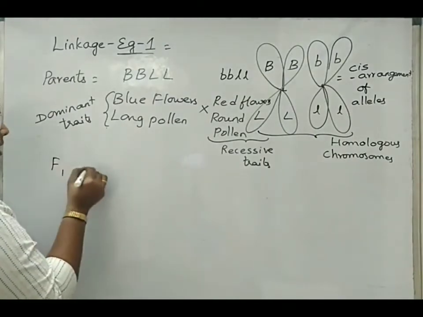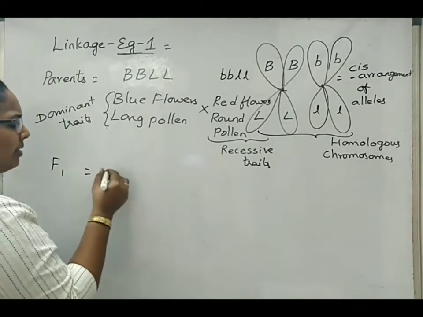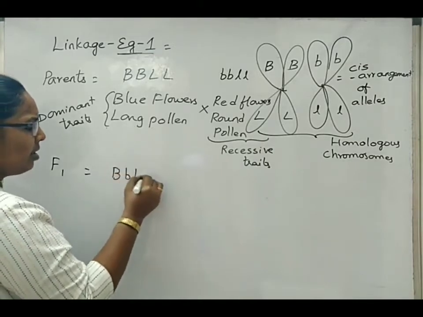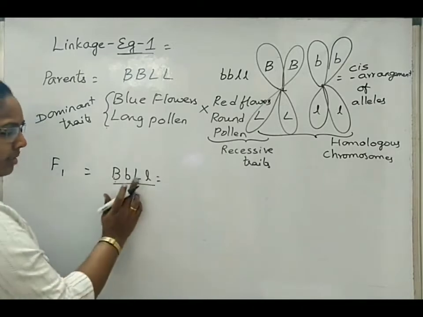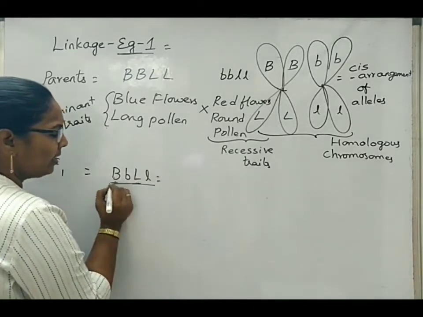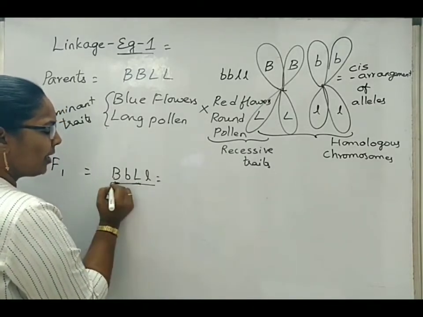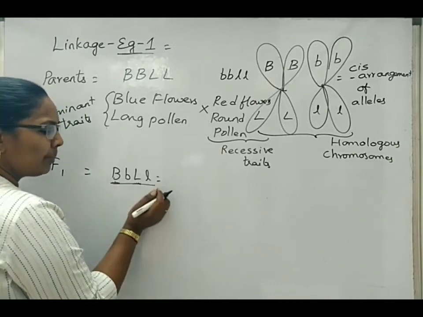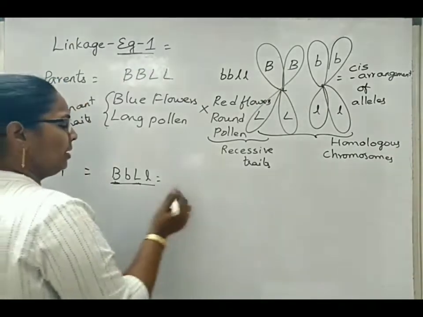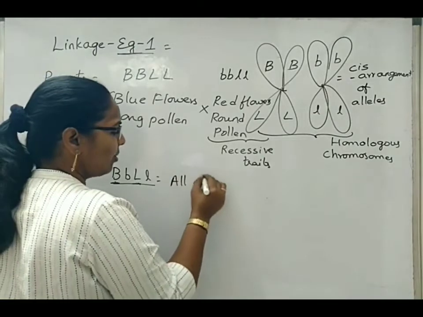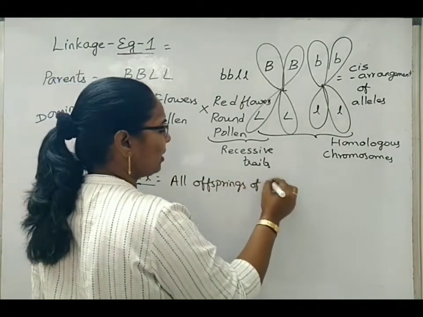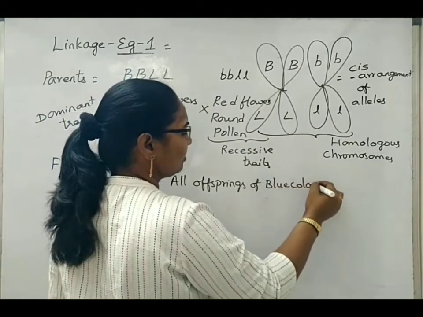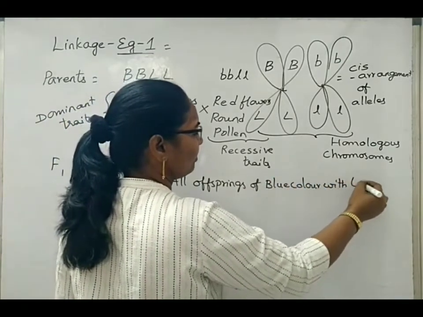If we see the F1 generation from these parents, we will get all genotypes as capital B and capital L, meaning the dominant allele for long pollen and the dominant allele for blue color are present in the same offspring, and we will get all offspring of blue color with long pollen.